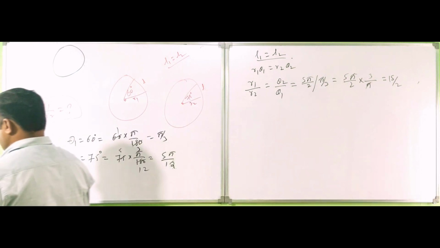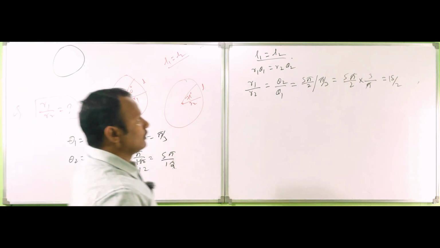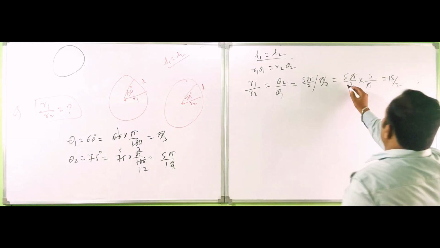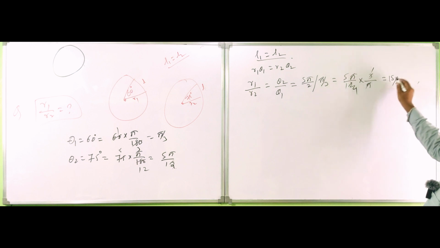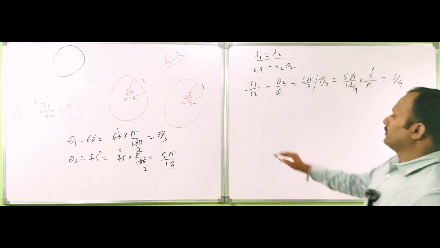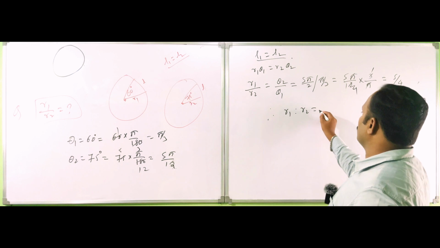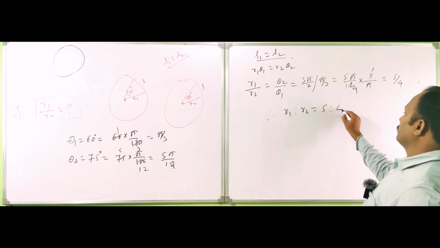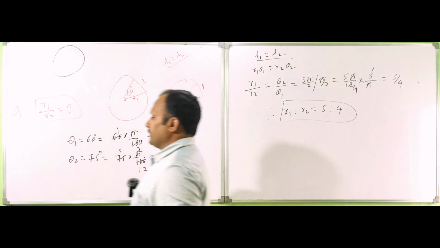The answer is 5 by 12 times 3, which becomes 5 by 4. Therefore, R1 is to R2 is equal to 5 is to 4, the ratio of the respective radii.